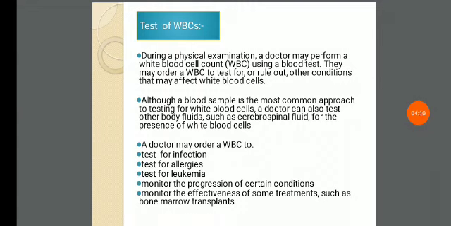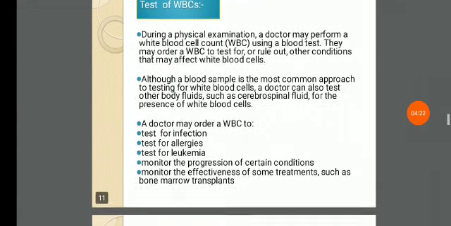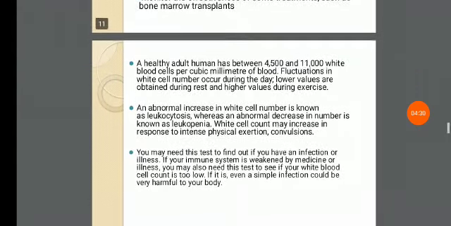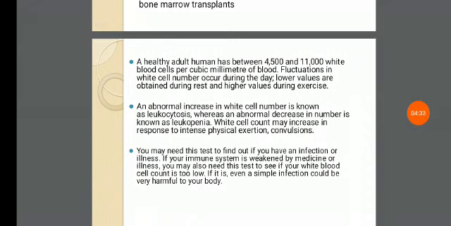A doctor may order a WBC test to test for infection, test for allergies, test for leukemia, monitor the progression of certain conditions, and monitor the effectiveness of some treatments such as bone marrow transplant. A healthy adult has between 4,500 and 11,000 white blood cells per cubic millimeter of blood. Fluctuations in the white blood cell number occur during the day. Lower values are obtained during rest and higher values during exercise.